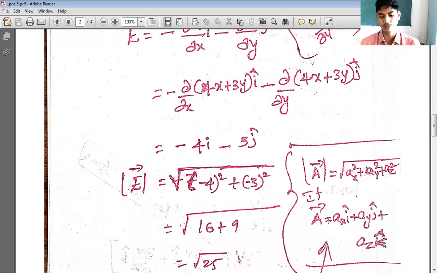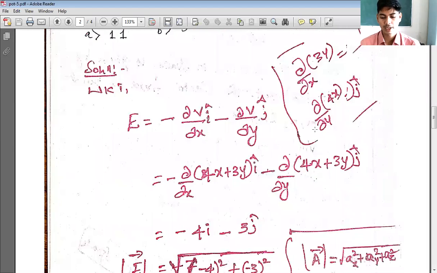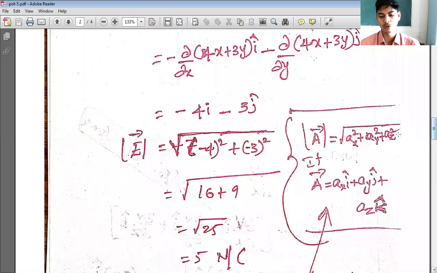Now electric field is expressed in vector form. It is of the form A vector is equal to Ax i cap plus Ay j cap plus Az k cap. This is in vector form. We have to find out magnitude of this vector. They have asked us to find the magnitude of electric field intensity. Magnitude of a vector is given by square root of Ax square plus Ay square plus Az square.